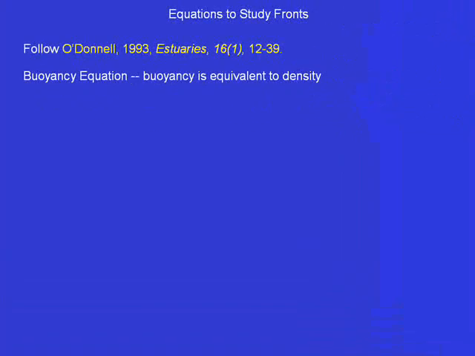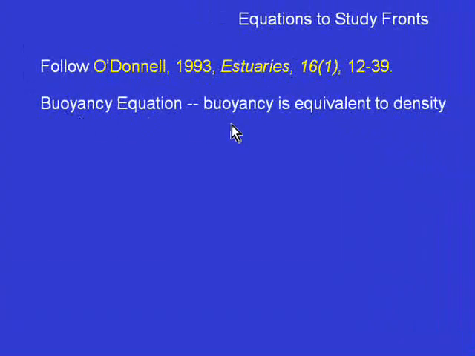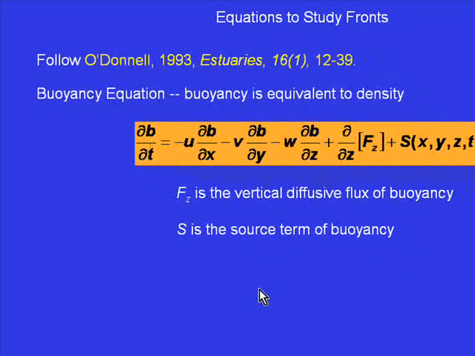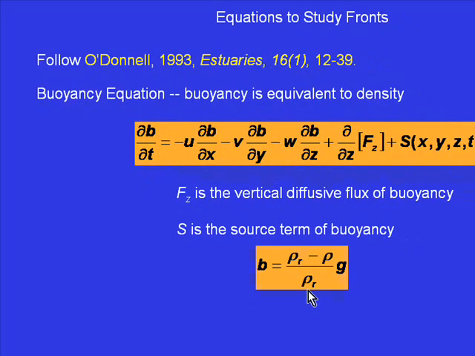So in order to study fronts, we use the buoyancy equation, or the density equation. That looks something like this. We have the local changes of buoyancy. B is the buoyancy, and we're going to call the buoyancy a density anomaly. So the difference between the observed density and a reference density normalized by the reference density multiplied times gravity. So in a way, this is analogous to what?